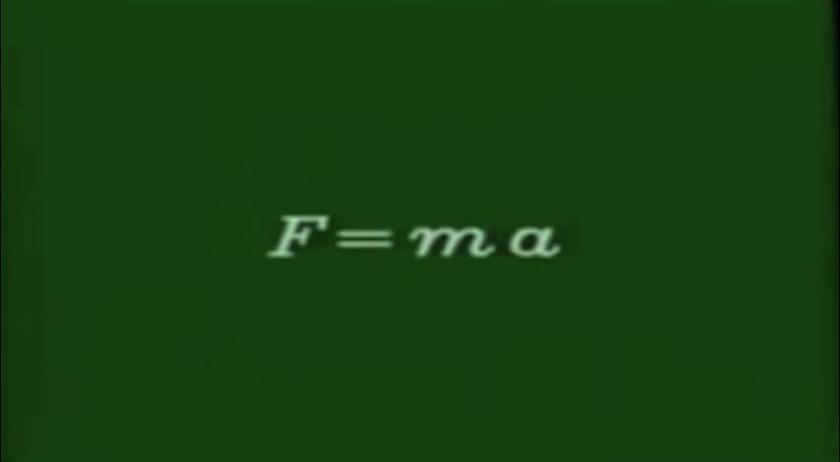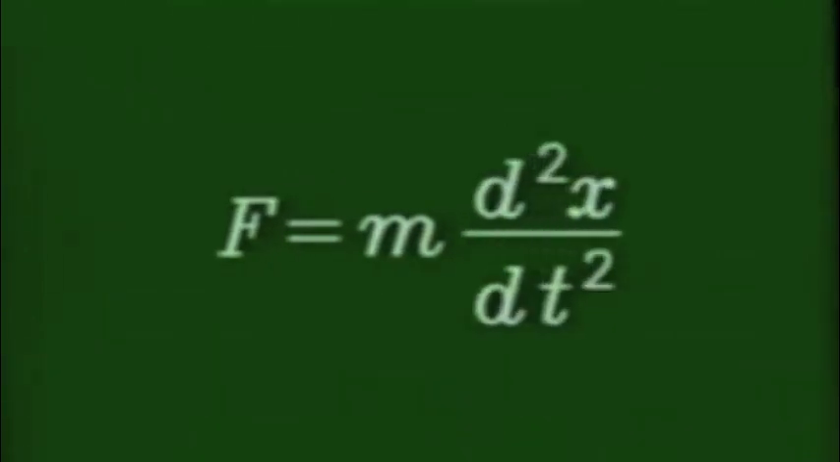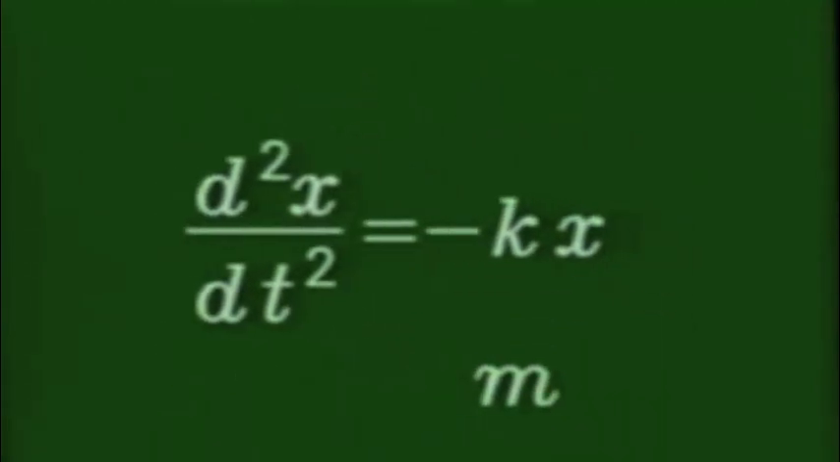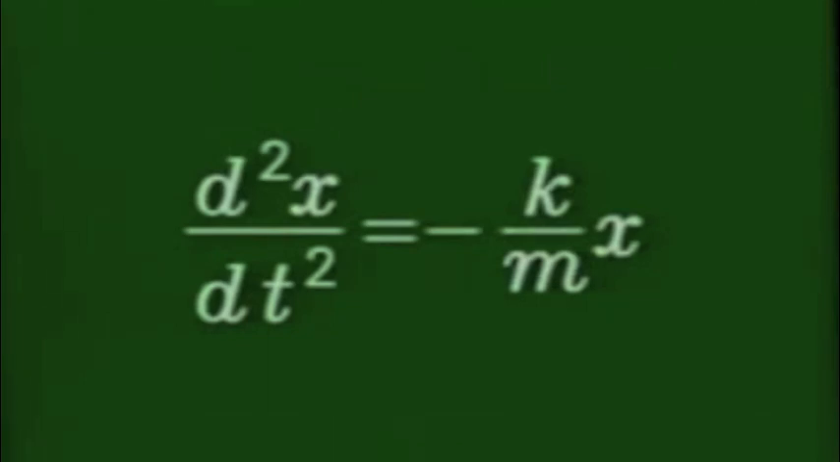The inexorable law in mechanics is F equals m times a, the second derivative of x. In simple harmonic motion, force comes from the displacement x itself. F equals minus kx. Together, these two equations give the differential equation that describes simple harmonic motion.